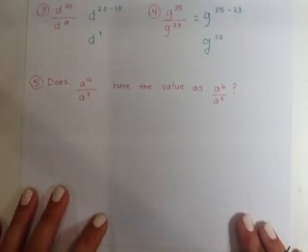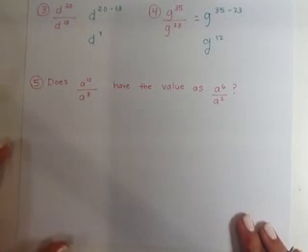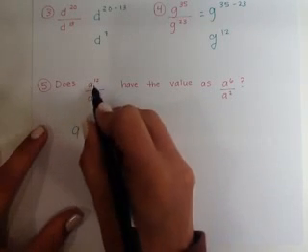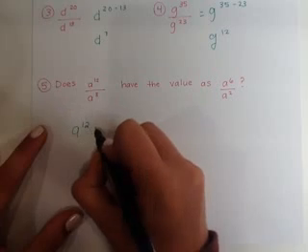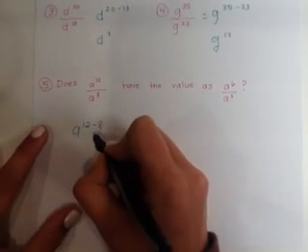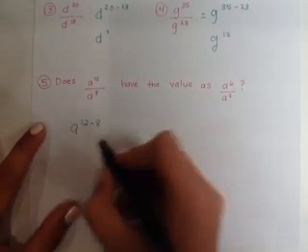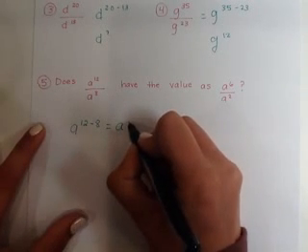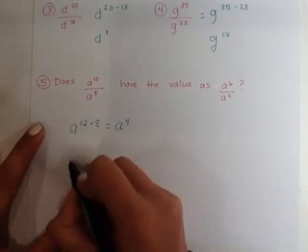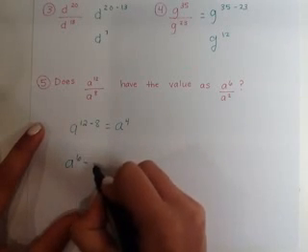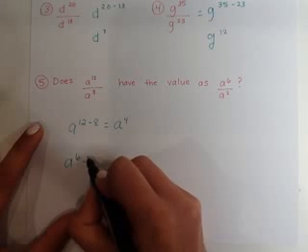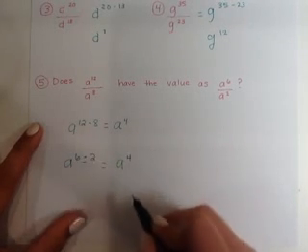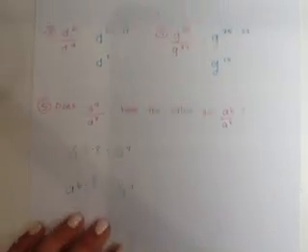Does a to the 12th over a to the 8th have the same value as a to the 6th divided by a squared? Well, let's simplify. Same base as a, so we'll do division, subtraction, 12 minus 8. And that will simplify to a to the 4th. Now a to the 6th, our base is a. We'll subtract 6 minus 2. And that is also a to the 4th. So yes, these do have the same values.